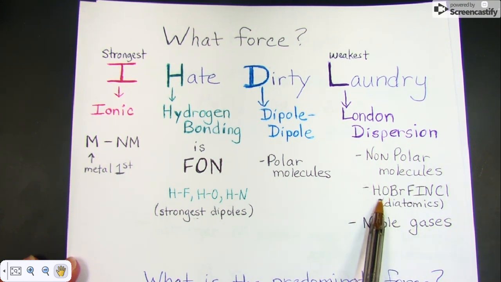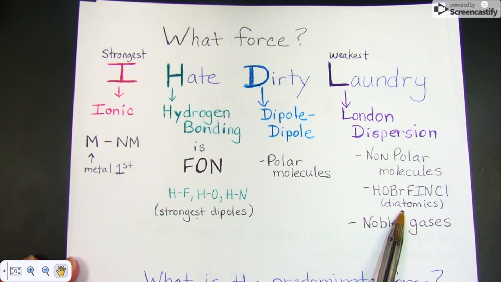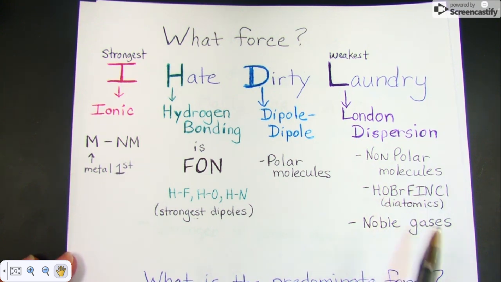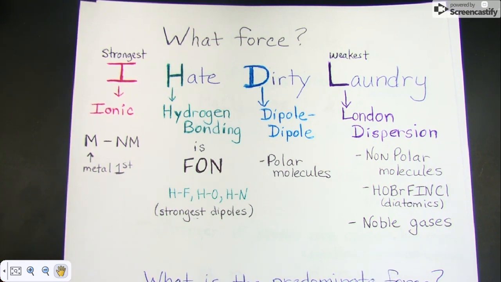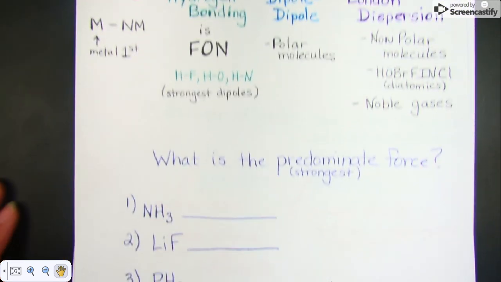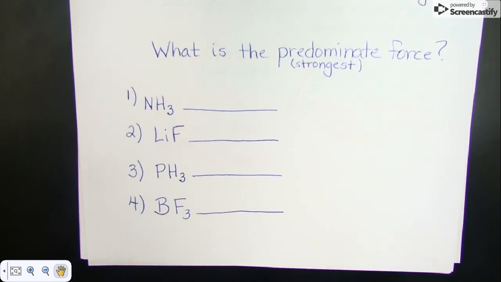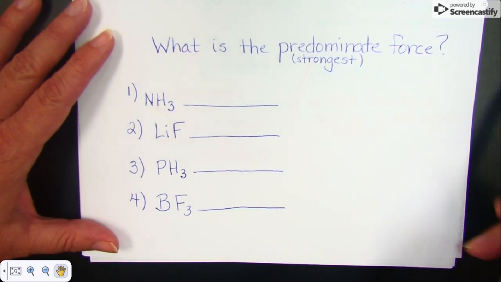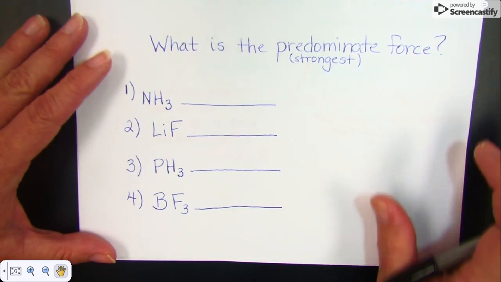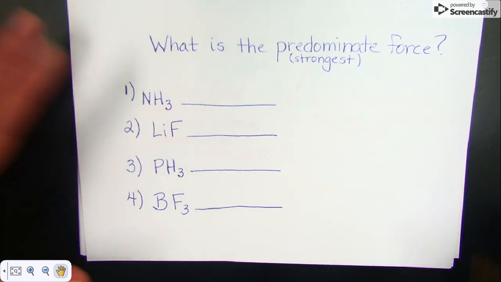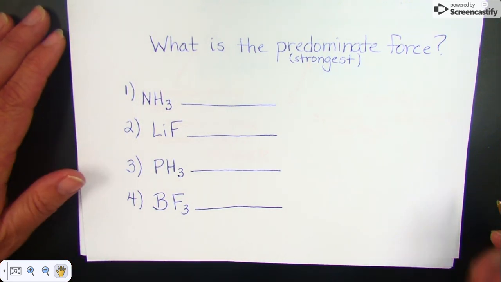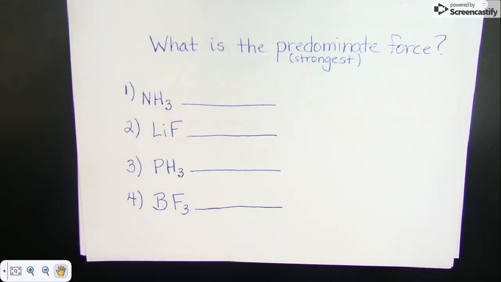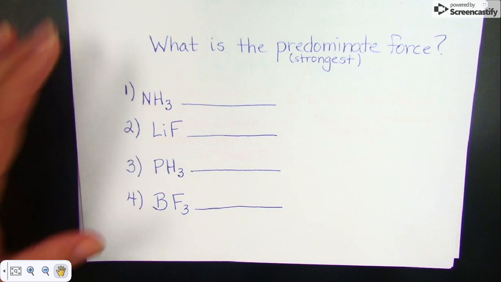No pole. Your Hoberfinkels, or your diatomics, or your Brinkelhoffs if you're in Miss Ward's class. And then your noble gases will also have London dispersion. So those are your weakest forces. Now the questions that you'll get a lot are, what is the predominant force? The predominant force means what is the strongest force available? Because really, once you have hydrogen bonding, hydrogen bonding is the predominant force. You also have dipole-dipole because it is really the same thing, and then you also have London dispersion. So every molecule actually does have London dispersion, but we are going for the most predominant force, the strongest one present.